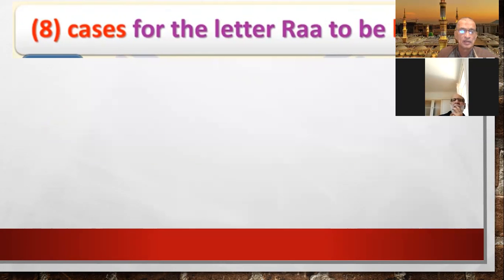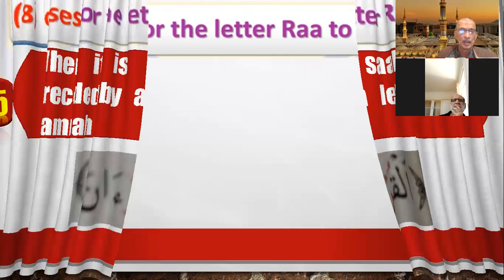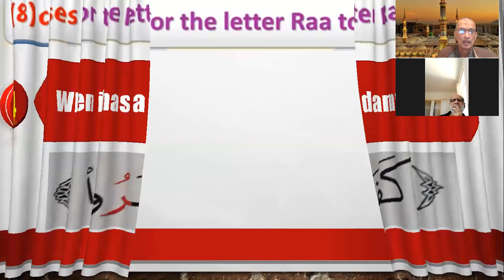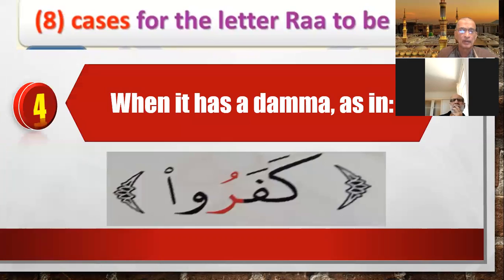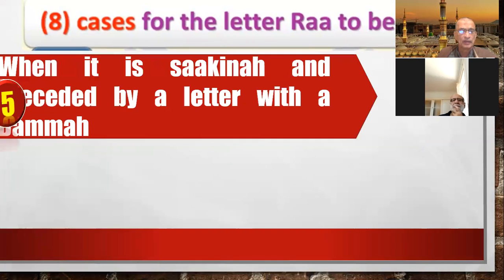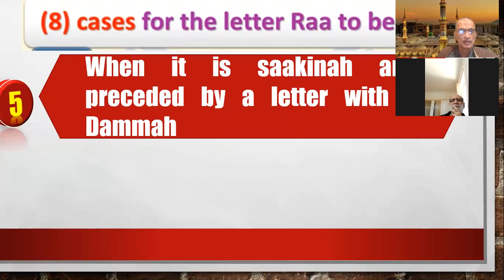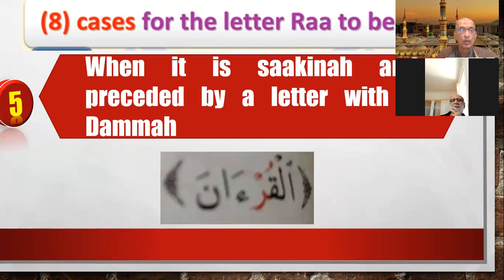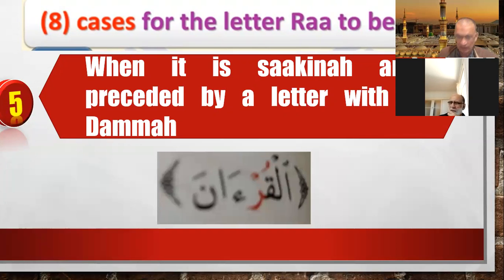Again, this is قصر القرآن. Number 4: كفروا, when it has a ضمة. Number 5: when it's second and preceded by a letter with a ضمة, as in القرآن, second, preceded by ضمة.